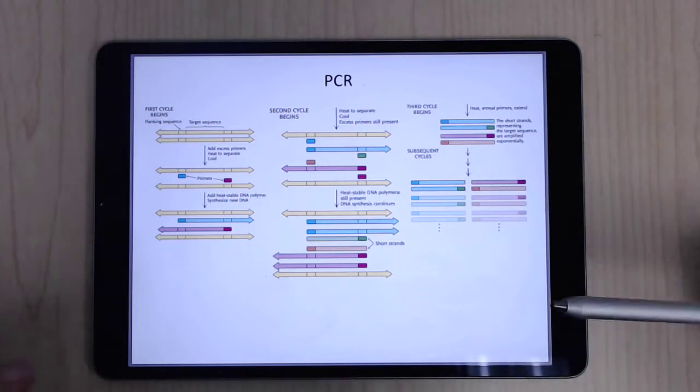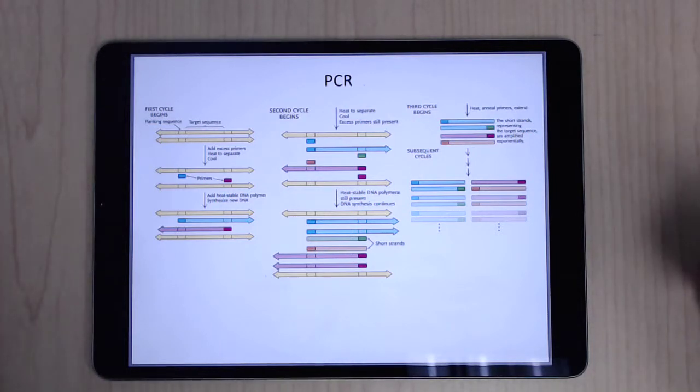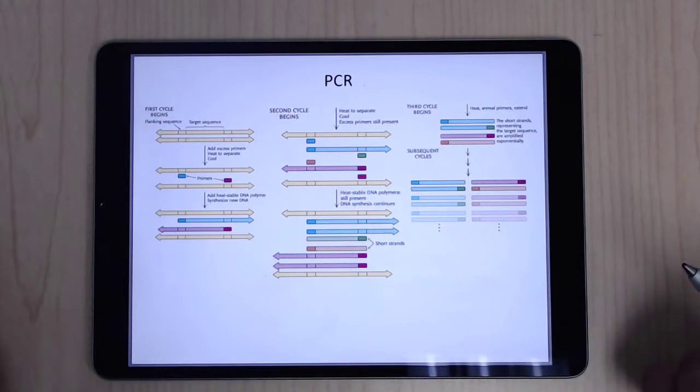So the amount that this gets amplified is 2 to the number of cycles that you have. Typically it's anywhere between 25 and 50 cycles, usually 30. We usually use 30. So you're going to make a lot. You can make a lot of PCR fragment pretty quickly.